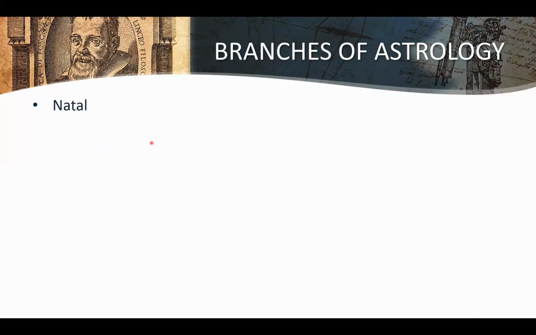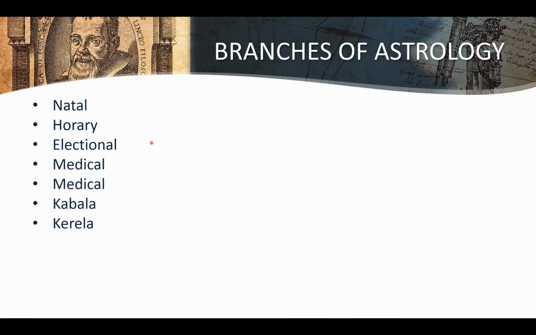Some of the branches of astrology are natal astrology, horary astrology, electional astrology, medical astrology, and a lot of others. Kabbalah astrology, Kerala astrology, Nadi astrology, omens, and judicial astrology.